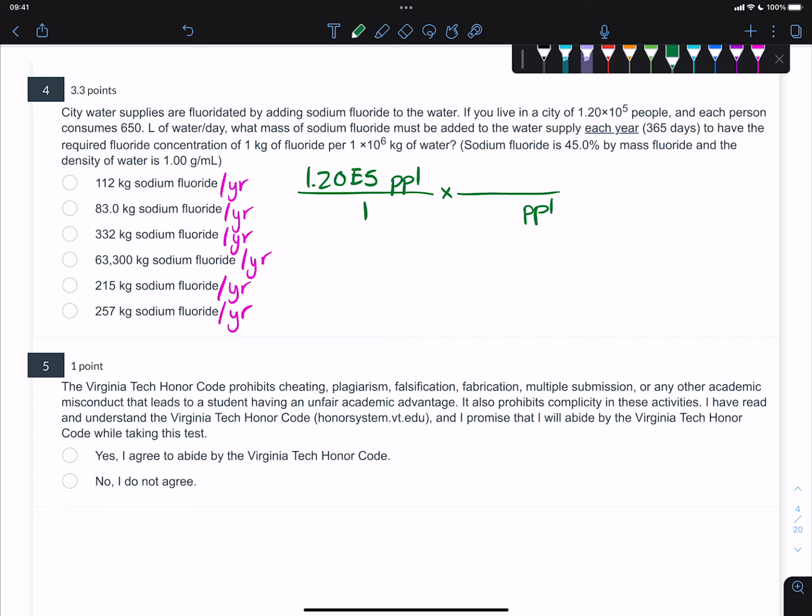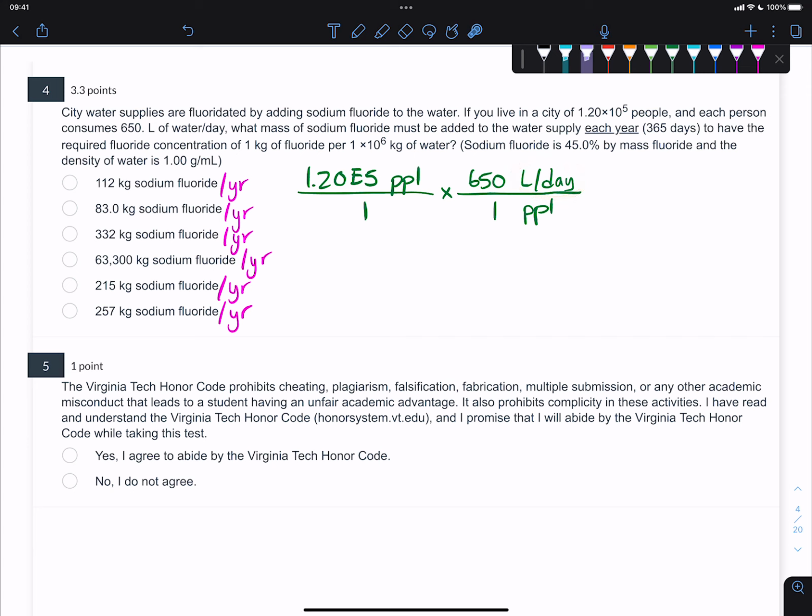And I'm going to go to liters per day. And I'm going to fix this in a bit, but this is really just about learning to move one step at a time for dimensional analysis. So we have 1.20 times 10 to the 5 people. And over 1, I'm multiplying that because every one person consumes 650 liters of water per day. I have a rate within a rate, so to speak. It's in the numerator, so it's like a fraction in a fraction here.